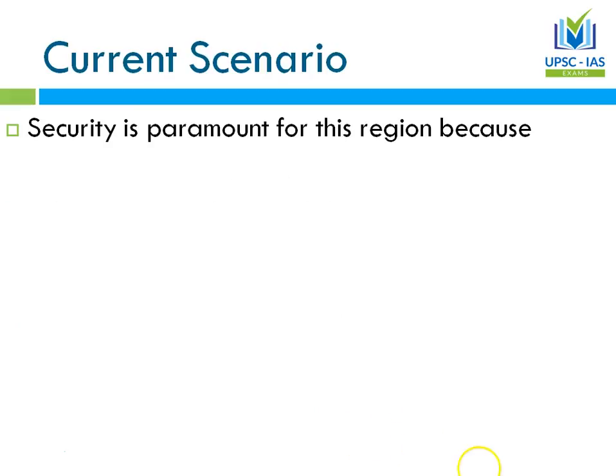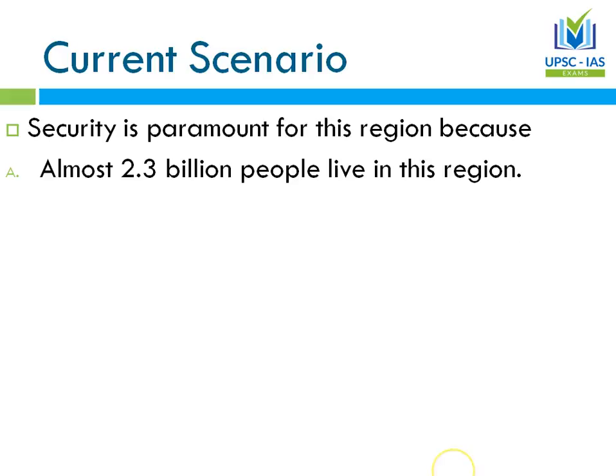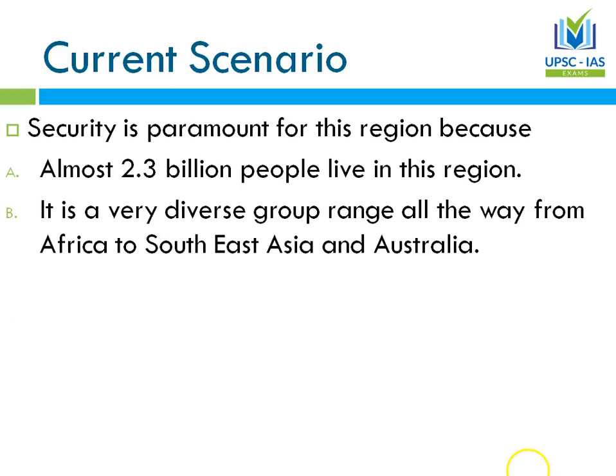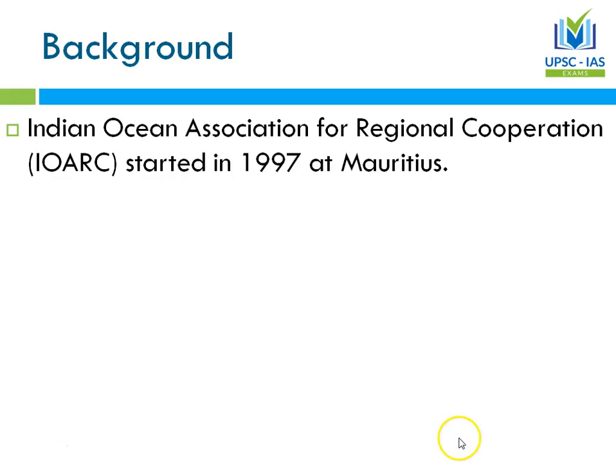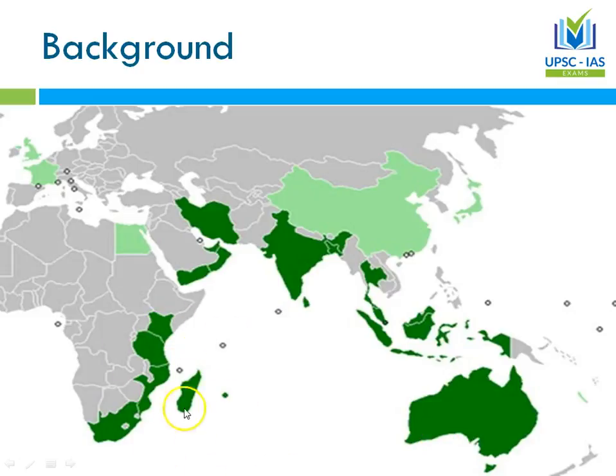Security is paramount for this region because, first of all, 2.3 billion people are living in this region. Second thing is that it is a very diverse group, ranging all the way from Africa to Southeast Asia and Australia. Now let's quickly check it out, dear friends. See here, this is your Africa, this is Madagascar, this is Mauritius. So from Africa you have a couple of countries of West Asia, then you come to South Asia, and then you are in Southeast Asia, and here you have Australia.